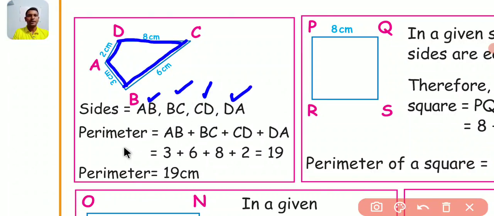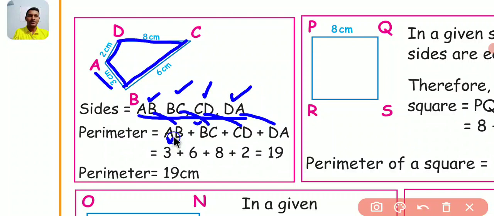Now we have to find the perimeter. Perimeter is the sum of all the sides. So we have to add all these sides. That's why they are putting the plus mark between the sides. Perimeter equals AB plus BC plus CD plus DA. What is AB here? They are giving 3 centimeters. Therefore they are writing 3.